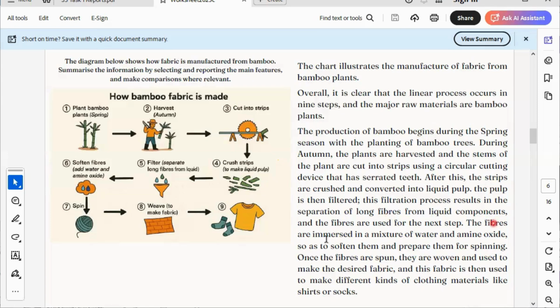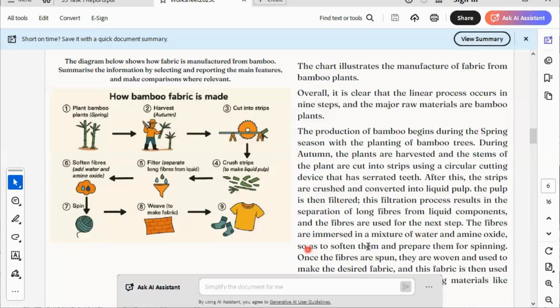The fibers are immersed in a mixture of water and amine oxide. Can you see here? Soften the fiber, in brackets, add water and amine oxide. You can see this circular thing; I'm guessing this represents water and amine oxide, and the thing inside represents the fiber. What is the idea behind adding water and amine oxide? It is to soften the fiber. So the fibers are immersed in a mixture of water and amine oxide so as to soften them and prepare them for spinning.